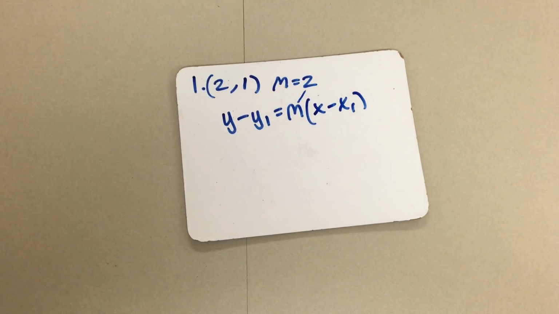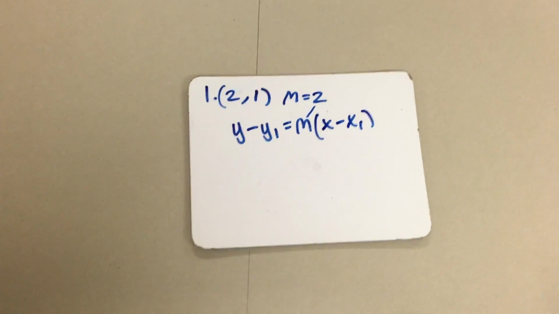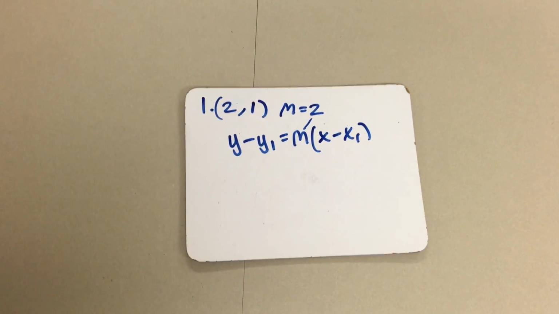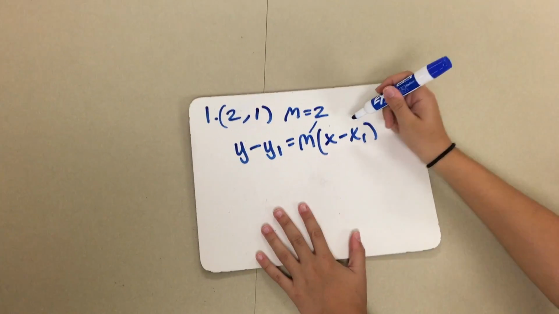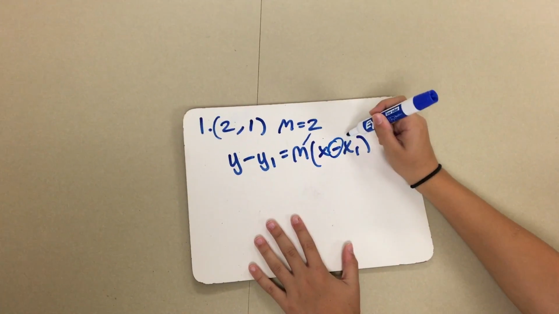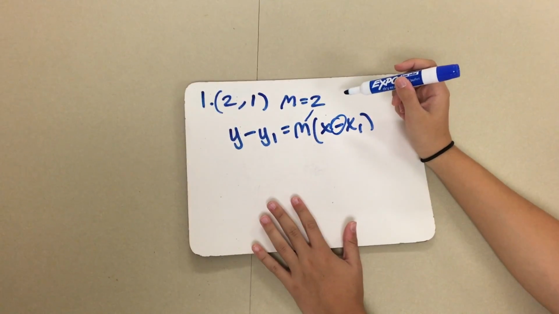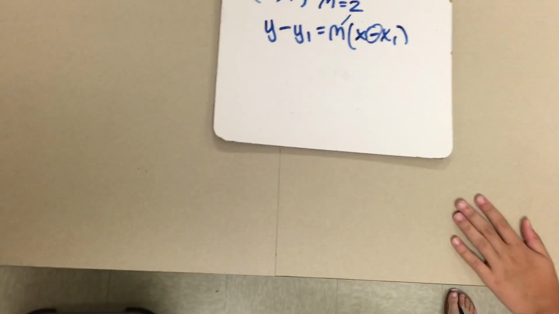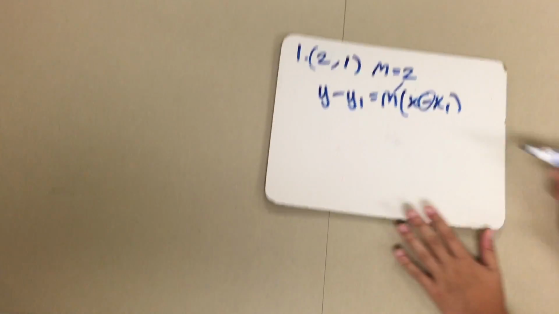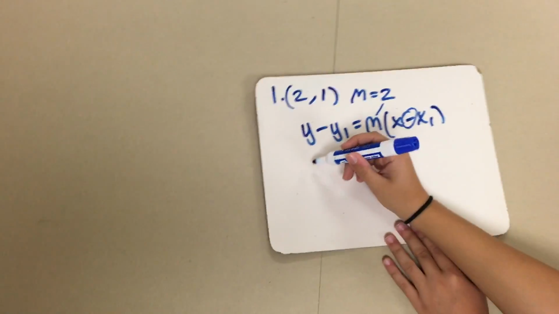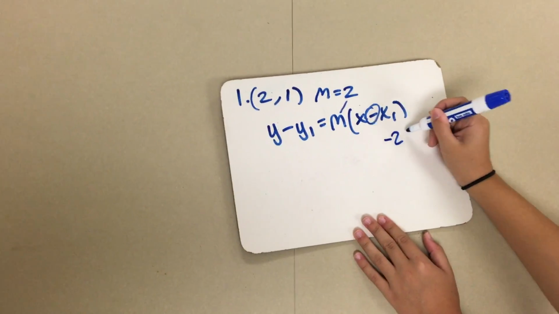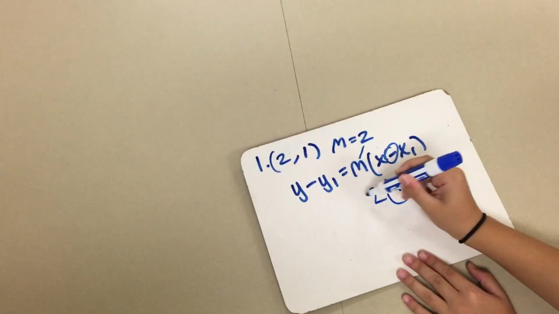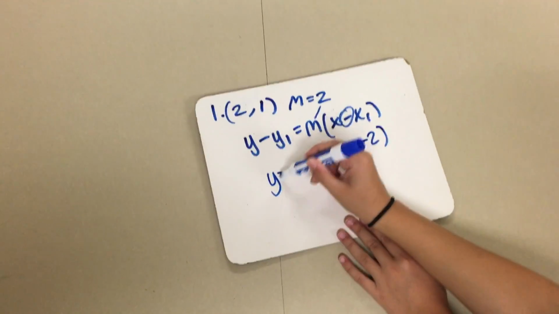Next, you need to plug in your x of your xy coordinate, which is 2, in where it says x1. So it's going to be a negative because the equation has a negative in it right here. And so it's going to be negative 2 minus x, and then we said that m is our 2, and so now we need to find our y1.